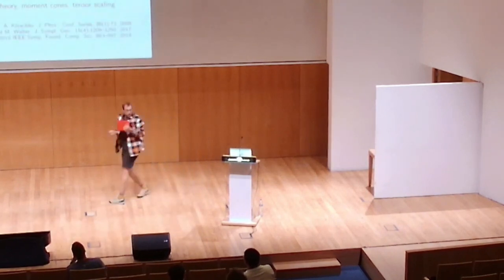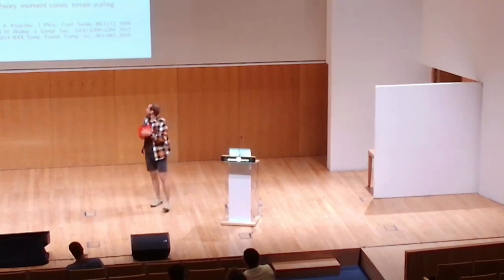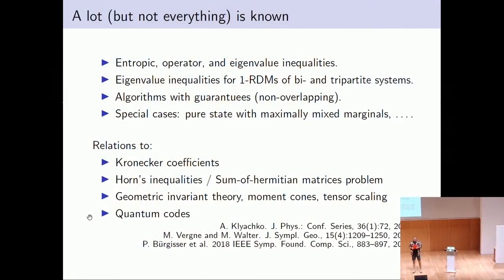On this topic, a lot, but not everything is known. We have entropic inequalities, eigenvalue inequalities, operator inequalities. Entropic ones are, for example, subadditivity or strong subadditivity inequalities. Operator inequalities are in matrix form. So now I don't have a blackboard here, but for example, if you have two-body marginals, then the operator identity minus rho A minus rho B minus rho C plus rho AB plus rho BC plus rho AC is always positive semidefinite.